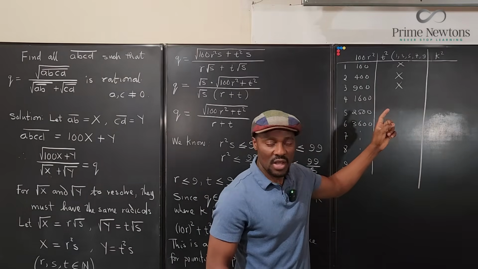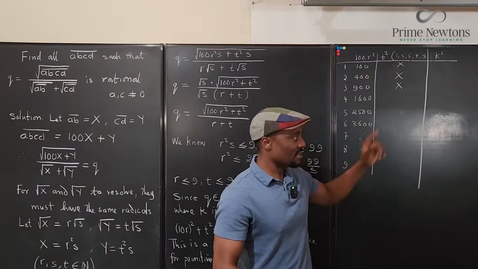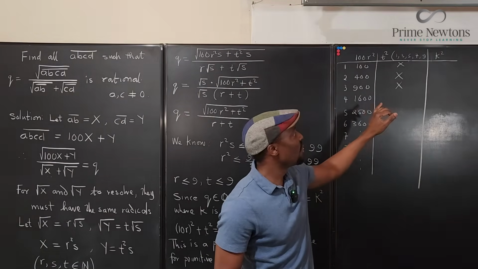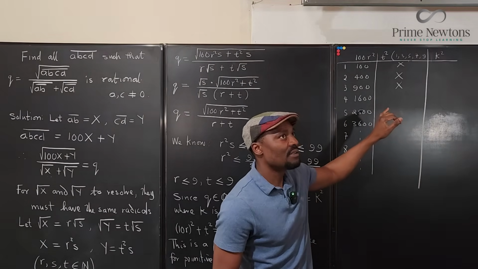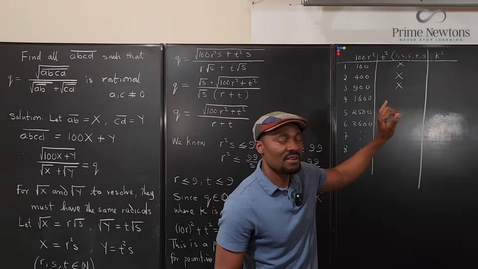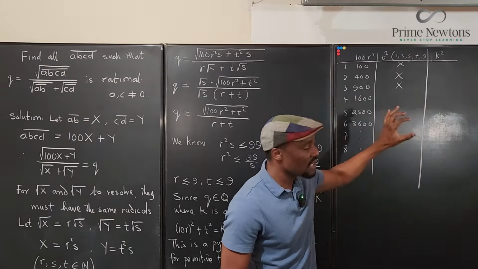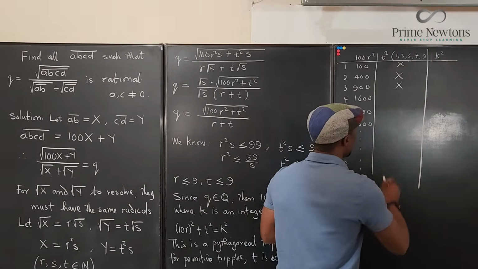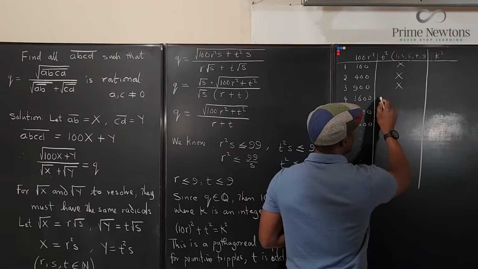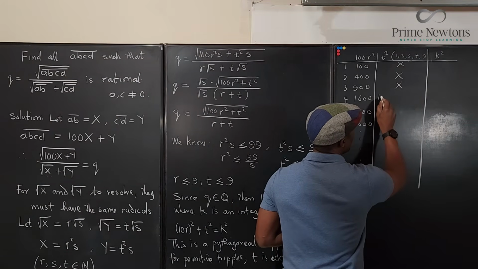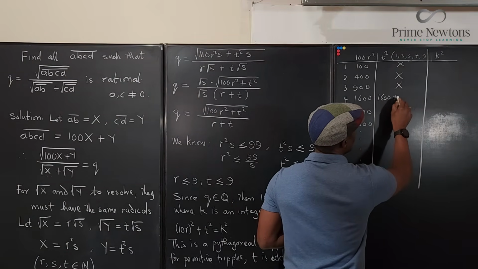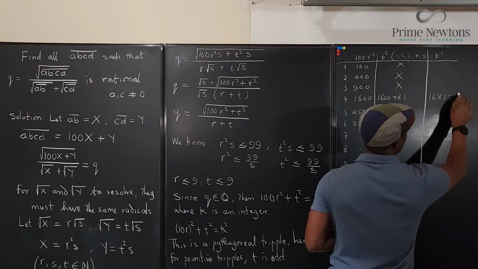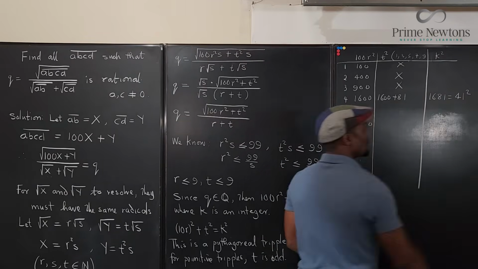1,601, not a perfect square, because you know that. 1,609, no. 1,625, no. 1,649, no. 1,681, yes. Okay, 1,681 is going to be 1,600 plus 81. That's 1,681, which is 41 squared.